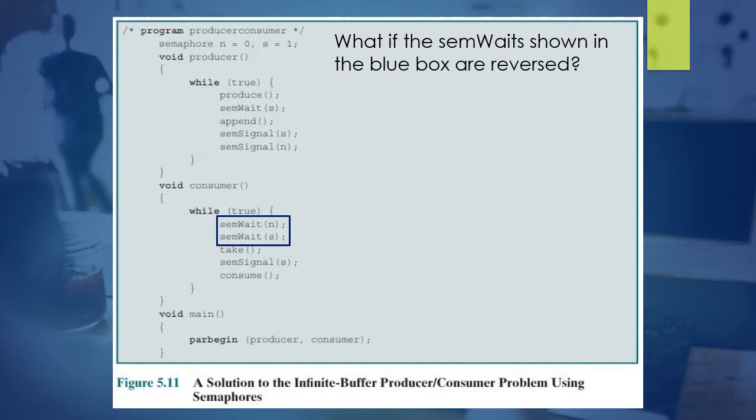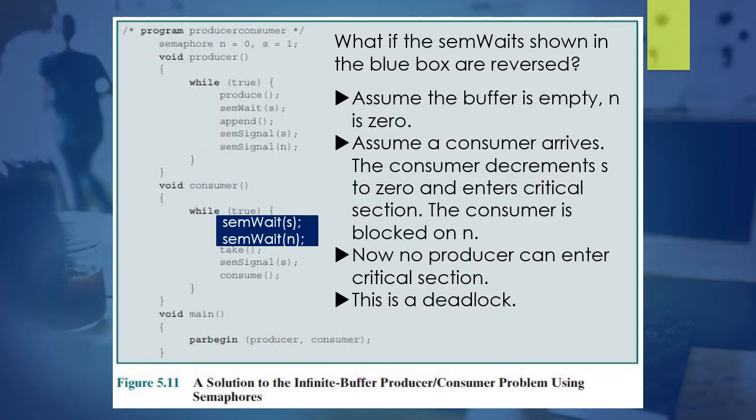The next question is somewhat similar. Look at the blue box again. There are two sem waits. Sem wait N is on top. Sem wait S is at the bottom. This is the consumer code. And the question is, what if the sem waits shown in the blue box are reversed? I mean to say this, sem wait S on top and sem wait N at the bottom.